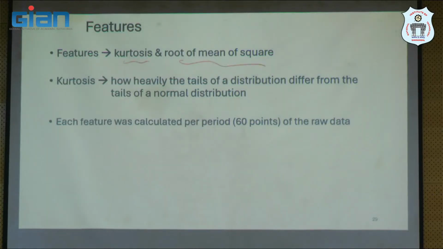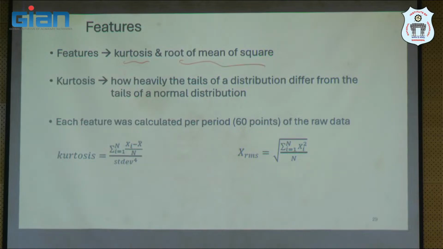Now RMS and kurtosis have to be calculated, so we used one period, one cycle of my wave, to calculate RMS. So I had 60 points out of the 54,000 points. I need to use 60 points to get one value of RMS. So these are the equations. To calculate kurtosis, I do summation i equals 1 to n, where n would be 60 in this case, of xi minus x bar, where x bar is the mean value of that one cycle of 60 data points, over n, divided by the standard deviation to the power 4.